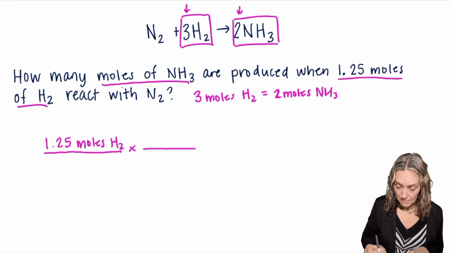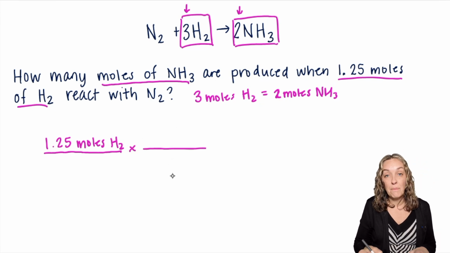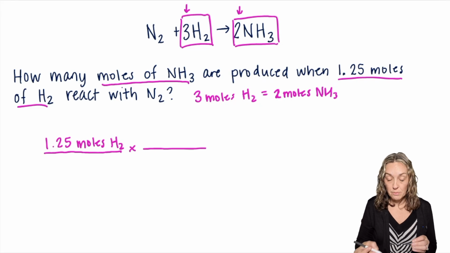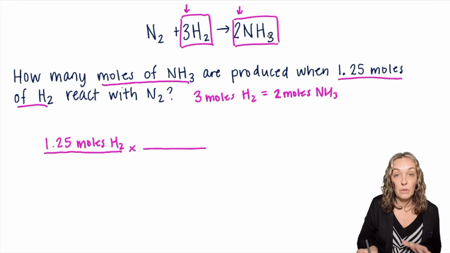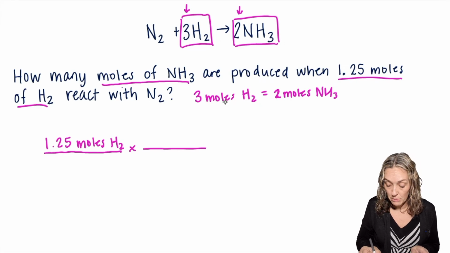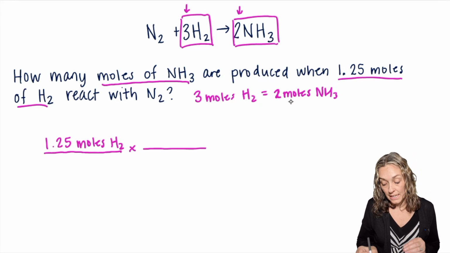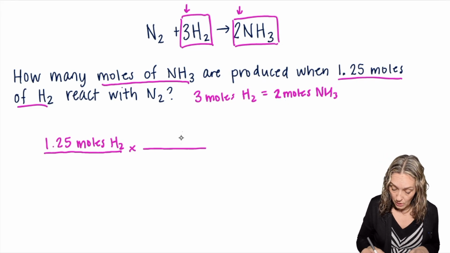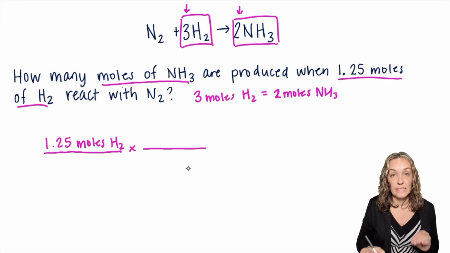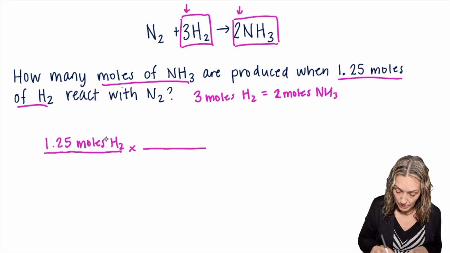Then I'm going to multiply that by a fraction. Remember, the top and the bottom of the fraction have to be equivalent to each other, just different units. And in this particular reaction, I know that 3 moles of H2 will produce exactly 2 moles of NH3. So now one of those needs to go on the top and one on the bottom. In order to decide what goes where, I'm simply going to match my unit.